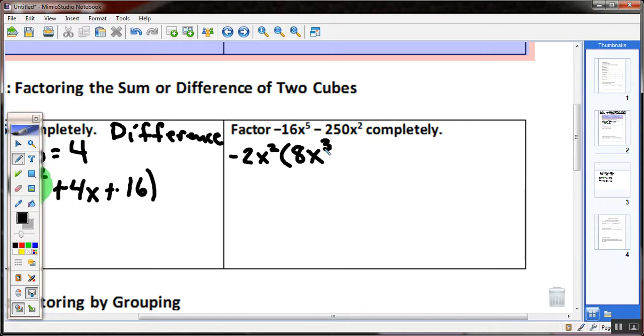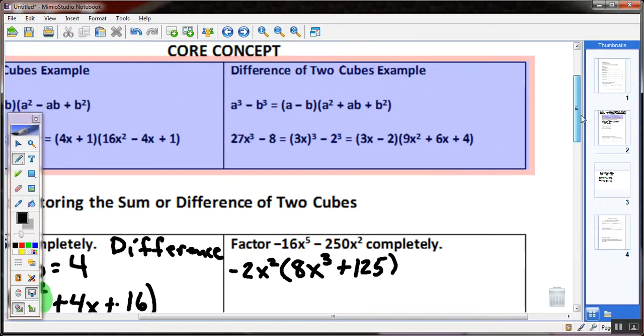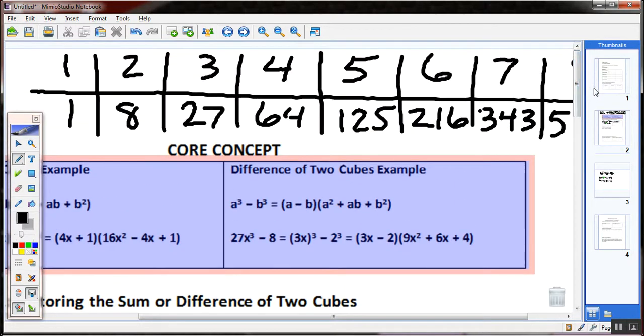All right, hey, what's this negative 250 divided by the negative 2 that we pulled out? Plus 125. And I don't need to put anything there because it canceled. Guys, wouldn't you know it, the part in parentheses, take a look at this. Is 8 part of our perfect cube? Is 125 part of our perfect cube?